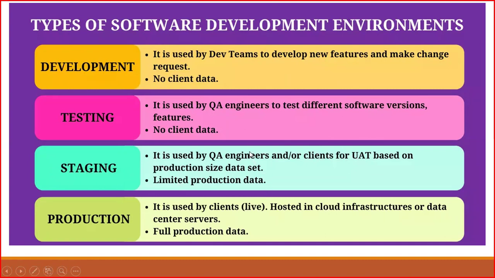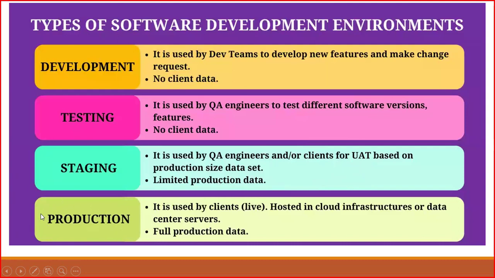Wherein our company QA engineers will use it, as well as clients, and we are going to perform the user acceptance testing. That means we are going to test the application again in front of the client, and the client needs to accept that testing part. If the client accepts and everything is good, then the client is going to give the green signal. Then obviously this particular code is going to be deployed into production.